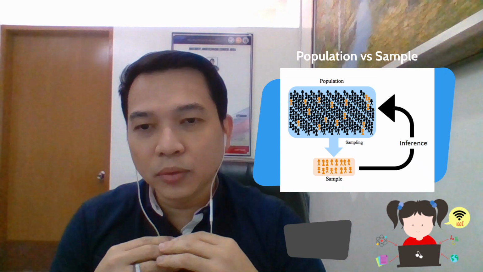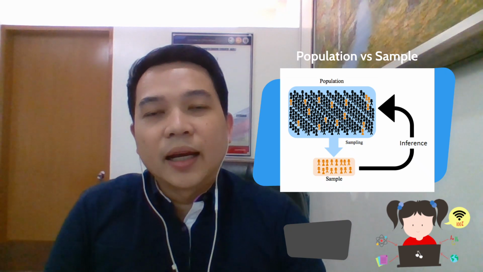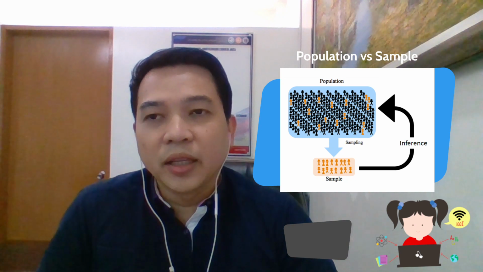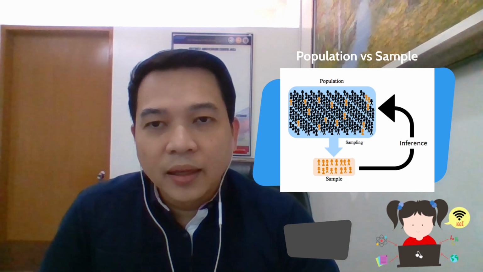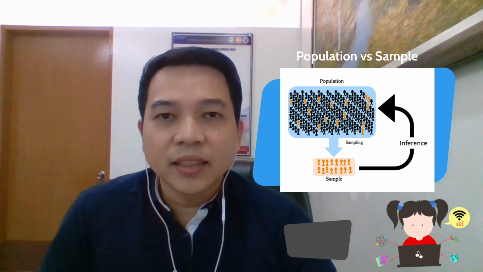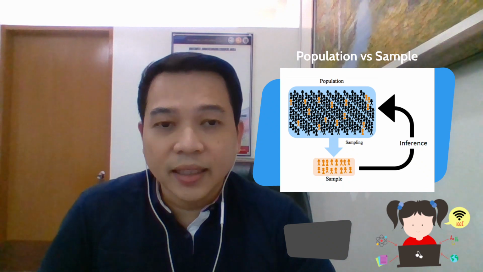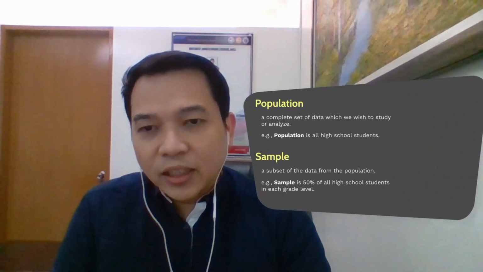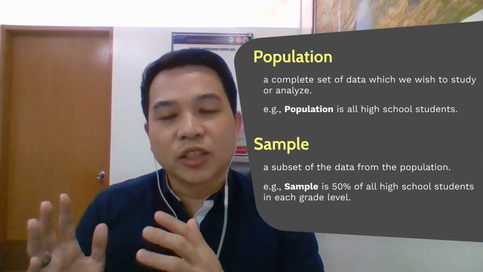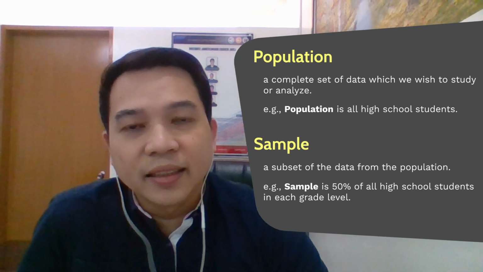And when we look into the sample, analyze it, and draw conclusions from its nature and its attributes, then we attribute it to the entire population. That is what we call inference or inferencing. So, by definition, how do you distinguish population from sample? Population refers to the complete set, all the elements.